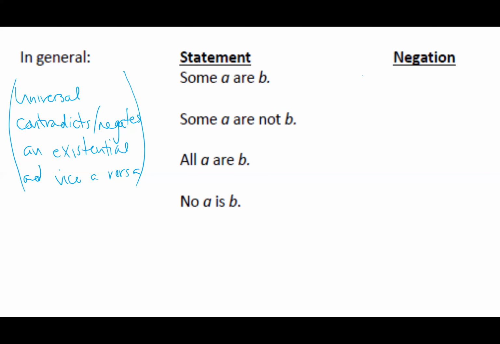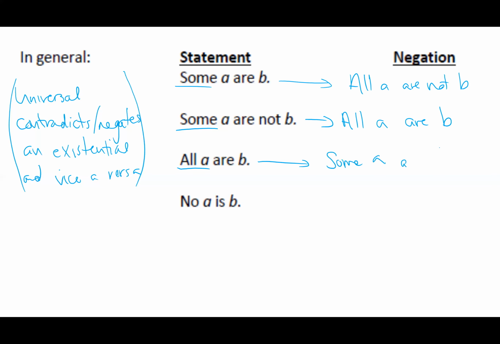So some A are B, well, this right here is an existential, so I would say all A are not B. Some A are not B. All A are B. All A are B. Some A are not B. No A is B. So another way you could think of this is all A is not B. This negation would be some A is B.